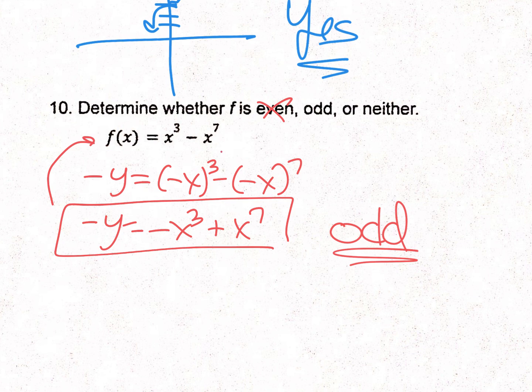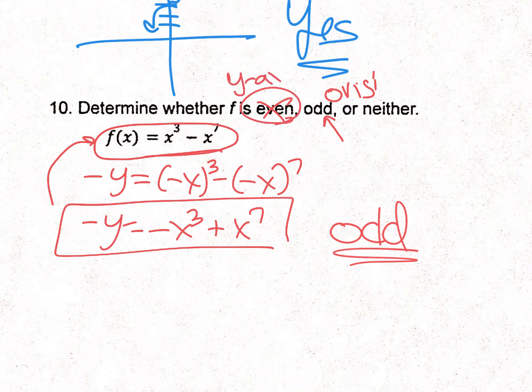The other thing you could do is plug that in your calculator and graph it. Okay, odd means it's symmetric with the origin. You should see something where if you turn your calculator upside down, it looks exactly the same as right side up. Even is symmetric with the y-axis. So you can also take this, punch it in your calculator, look at the graph, and see what happens that way.